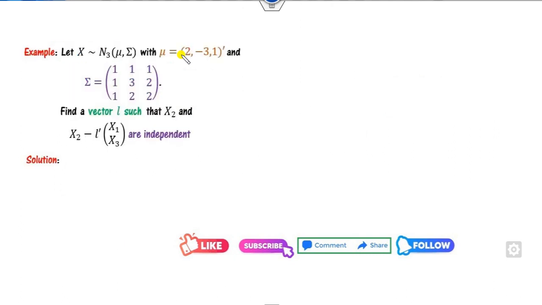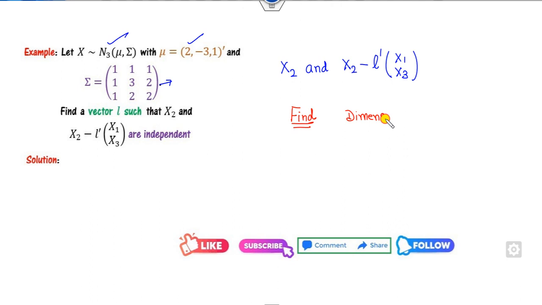Okay, look at another question. If x follows a multivariate normal distribution with the given mean and covariance matrix, find the vector L such that x2 and x2 minus L complement x1, x3 are independent. So firstly, what is your target? First, you have to check the dimension of the vector L.